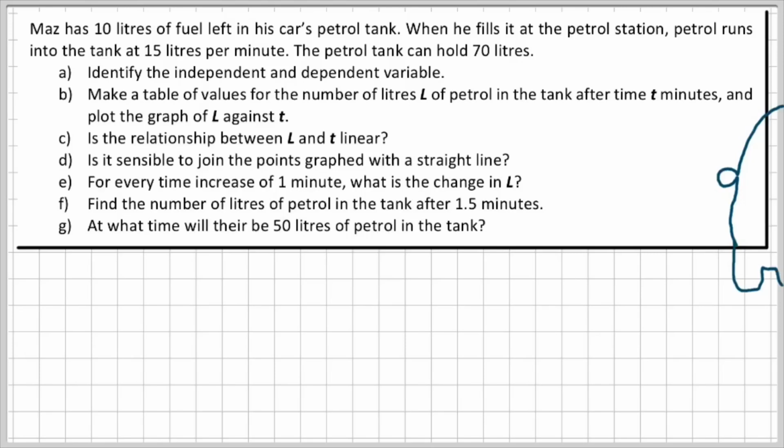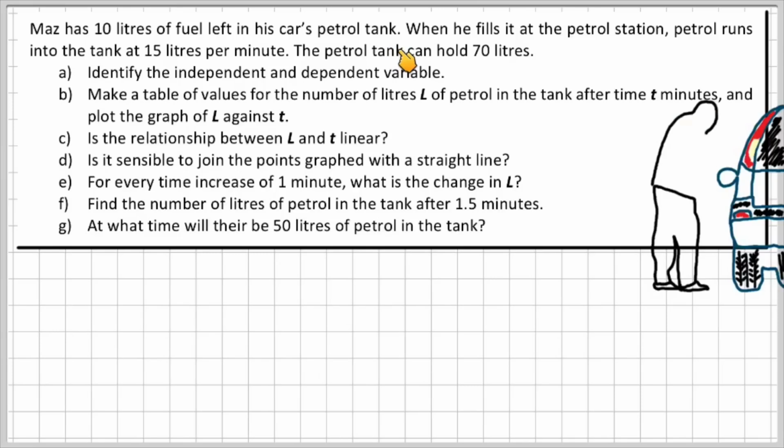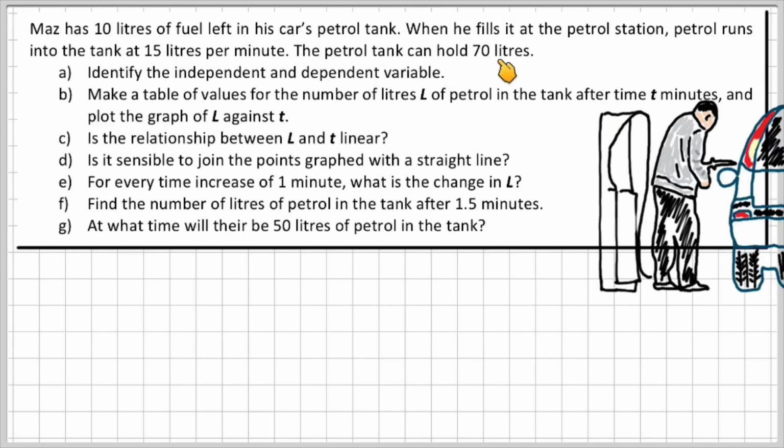Let's do a real-life application using linear relationships. Maz has 10 litres of fuel left in his car's petrol tank. When he fills at the petrol station, petrol runs into the tank at 15 litres per minute. The tank can hold 70 litres. So we'll do a few examples. We're going to answer the following 7 questions to fully understand linear relationships.